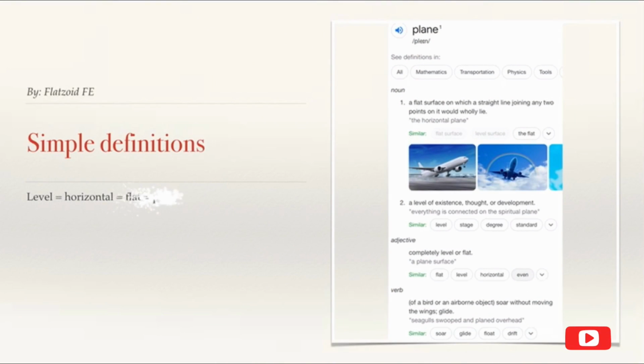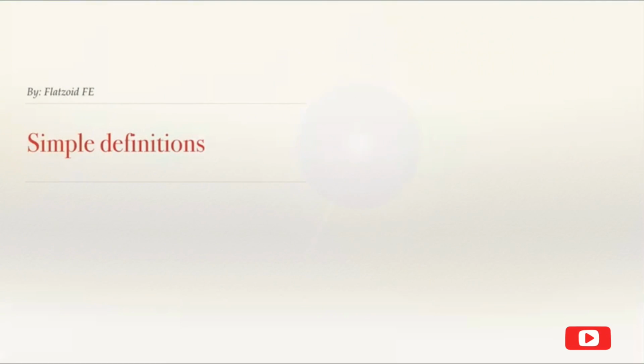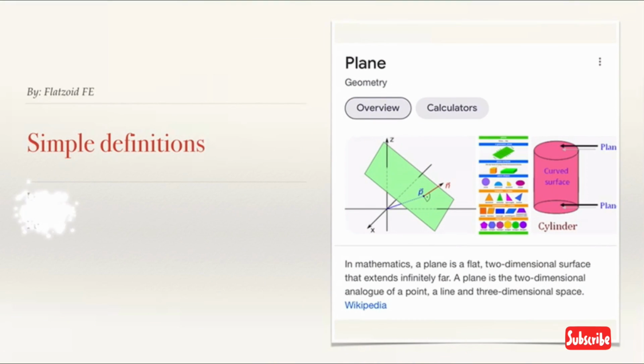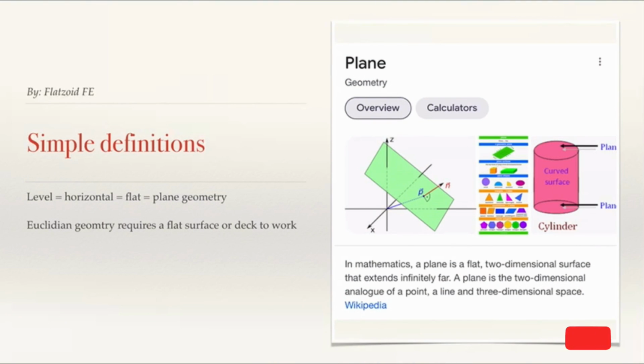Another one, plane. Same thing, just showing so you can see it's a flat surface, which is very explanatory. It's level and flat, not curved, as people like to say. And then just plane geometry. It's Euclidean geometry, and it requires a flat surface or deck to work. In mathematics, a plane is a flat two-dimensional surface that extends infinitely far. I think you'll get that clear.